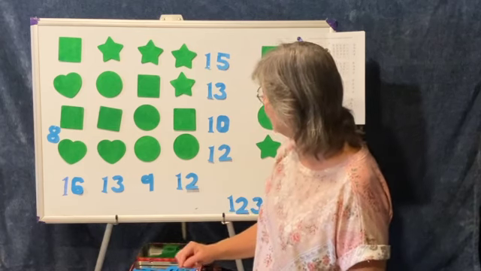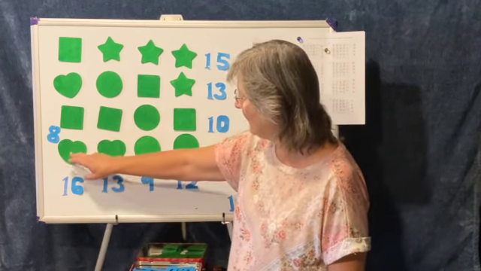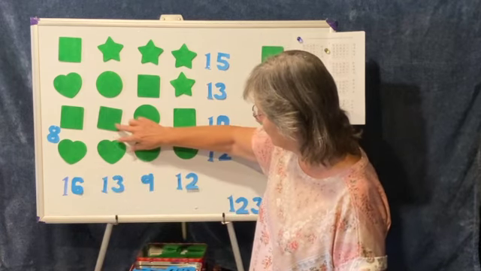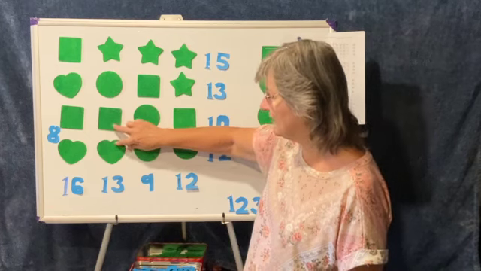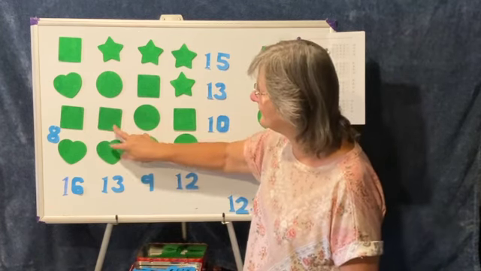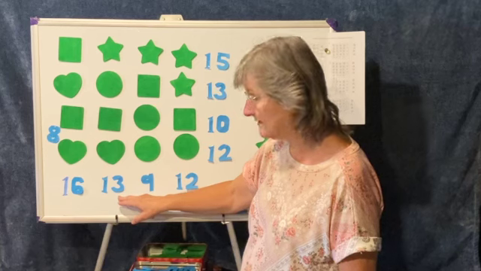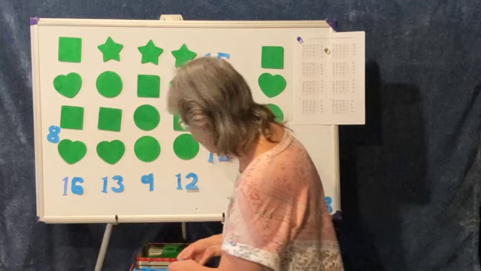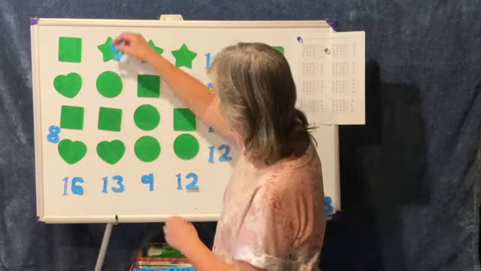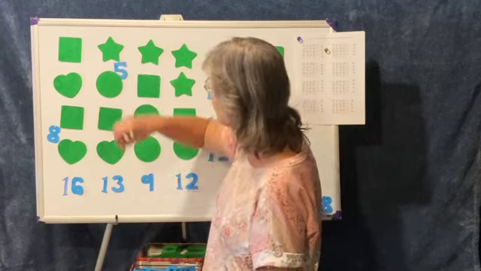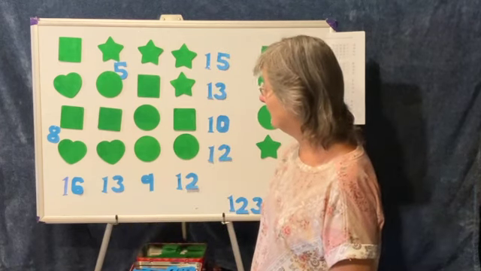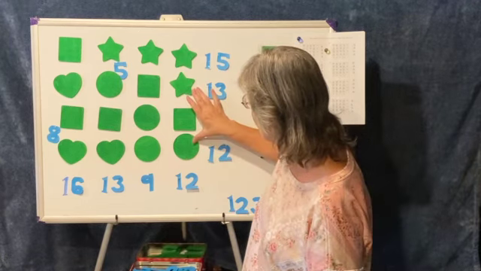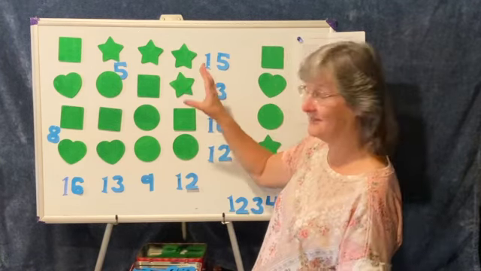So let's look at it this way. We know a square and a heart is 8. Do we see any more squares and hearts? Right here. So if these two are 8, we can take that away. 13 take away 8 leaves us with 5. So we know that a star and a circle together make 5. Let's see if that helps us any. That's going to help us though, and here's why.